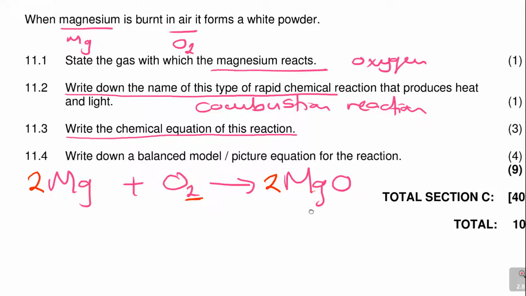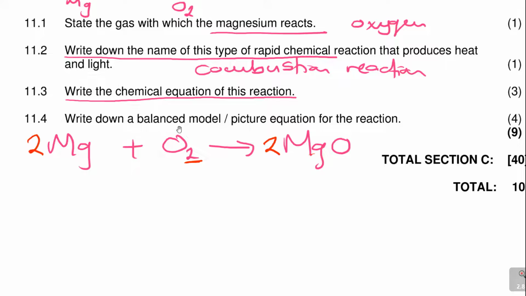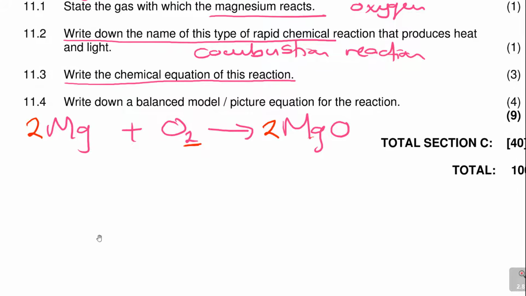Then they say here, write down balanced model or picture equation for this reaction. 4 marks. It's the same thing that you do there. Nothing changes. You come in and say, okay, magnesium, it's 2. So take this as 1 magnesium. It's not diatomic, it's separate. 1 and 2. There is the magnesium. 1 magnesium, 2 magnesium. But oxygen, remember, it's diatomic, meaning it exists as one thing. Then you can do this for your oxygen. So you say plus, then what do you get? You get magnesium oxide.